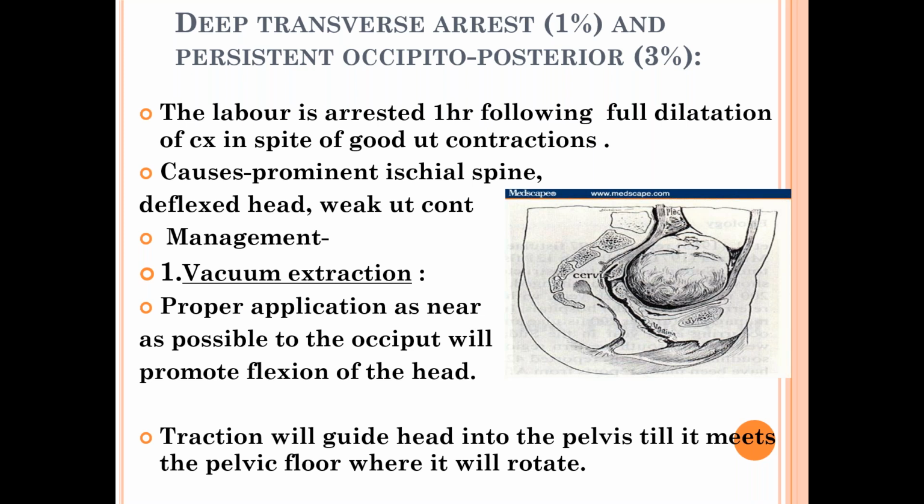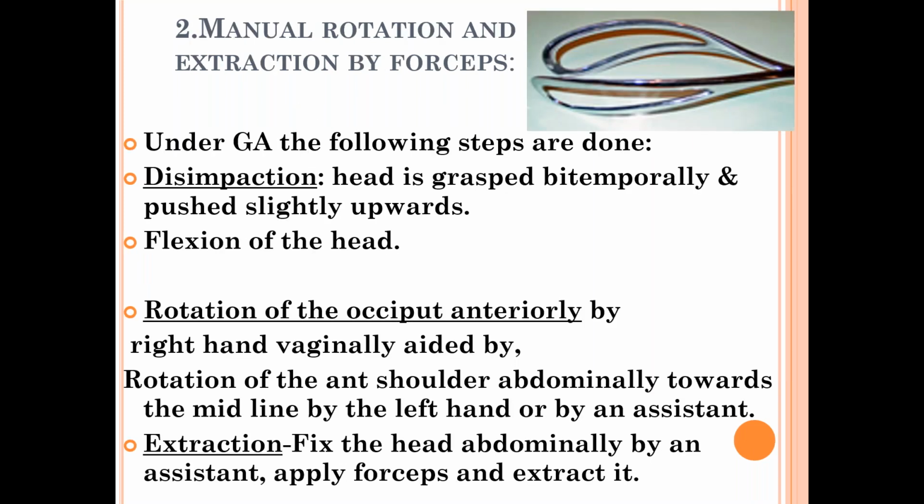With the proper expertise of applying the vacuum, application as near as possible to the occiput will promote flexion of the head. Traction will guide the head into the pelvis till it meets the pelvic floor, where it rotates. Then manual rotation and extraction by the forceps.